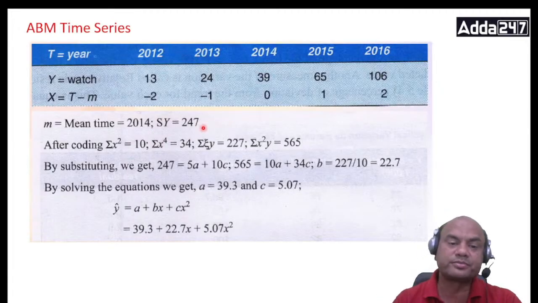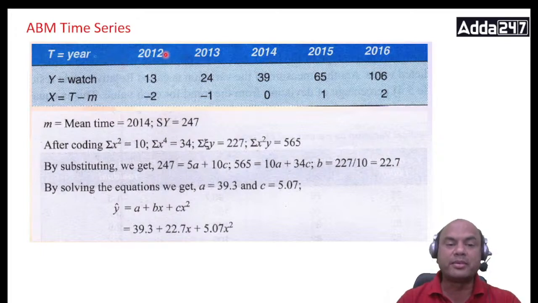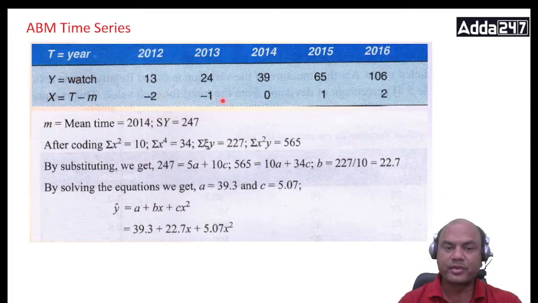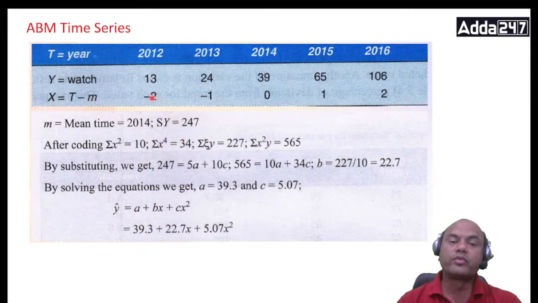Now solve this. Time is given as 12, 13, 14, 15 and 16. Year is given, and this is time. This is given as a year. Okay. So what do you do now? You first find out the average. Same problem I have done, but in a shorter way.